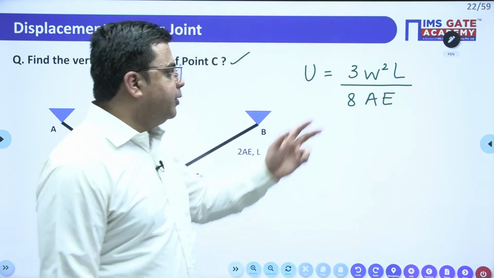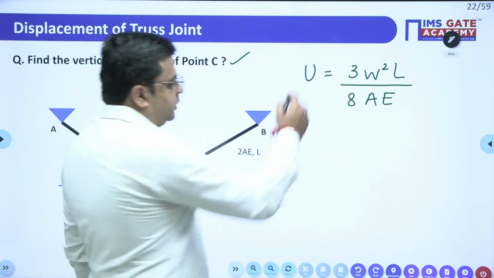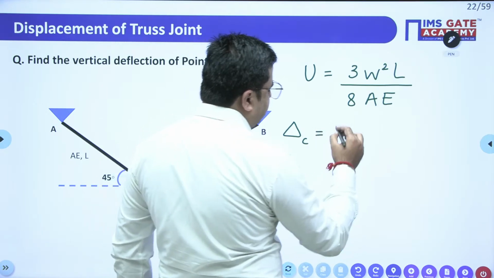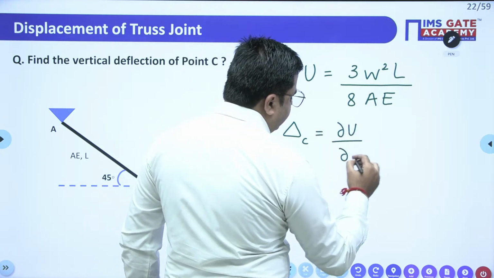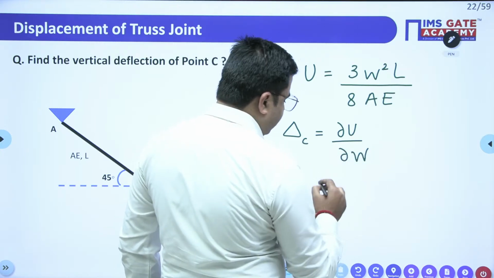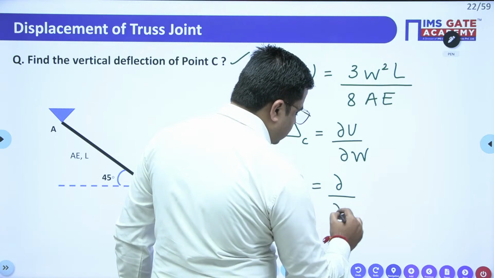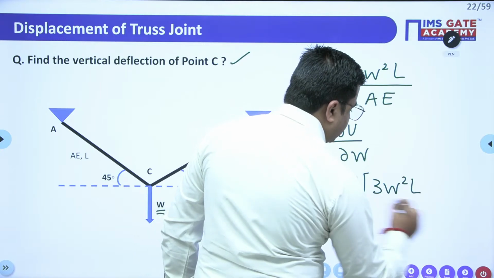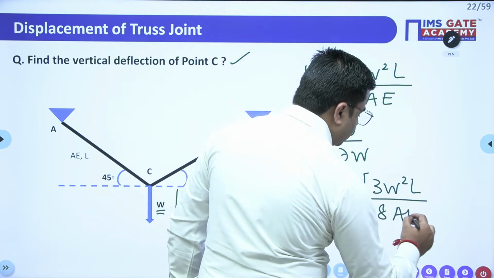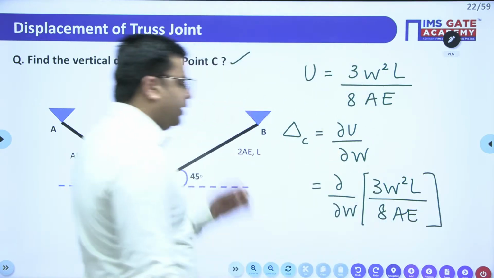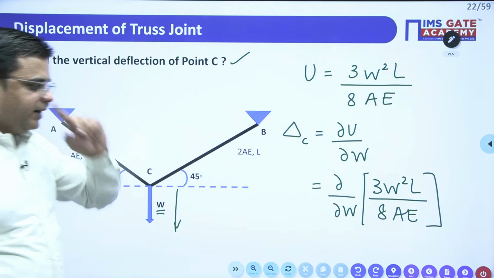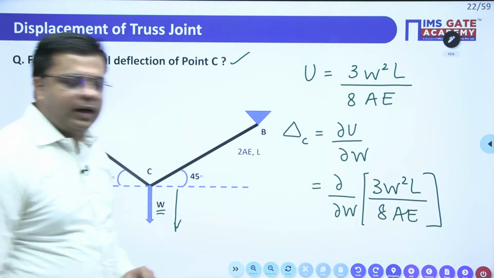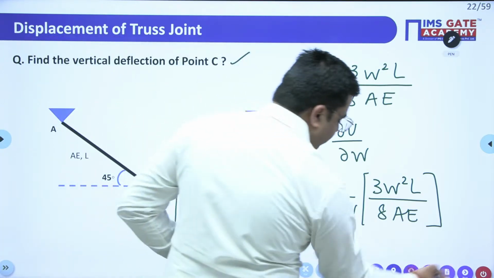So here if we get a positive result of deflection, just partially differentiate to get the deflection at point C. So delta C is equal to del U by del W, that is del by del W of 3 W square L divided by 8 AE. Just quickly get me this value of deflection at point C. Del by del W of 3 W square L upon 8 AE gives 3 WL by 4 AE. Correct, it is 3 WL by 4 AE.